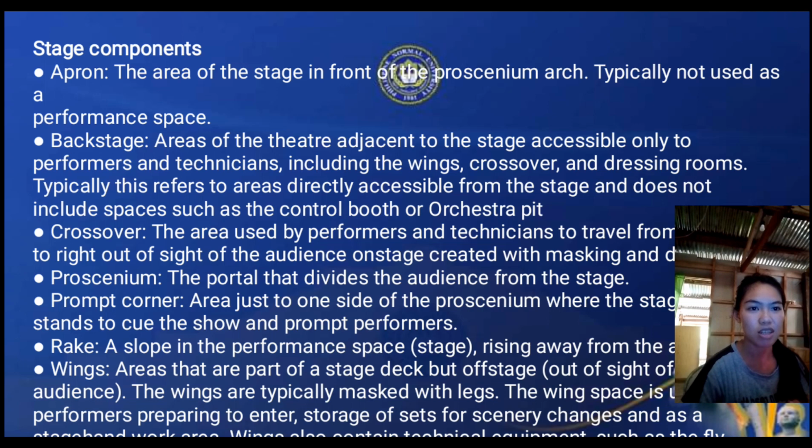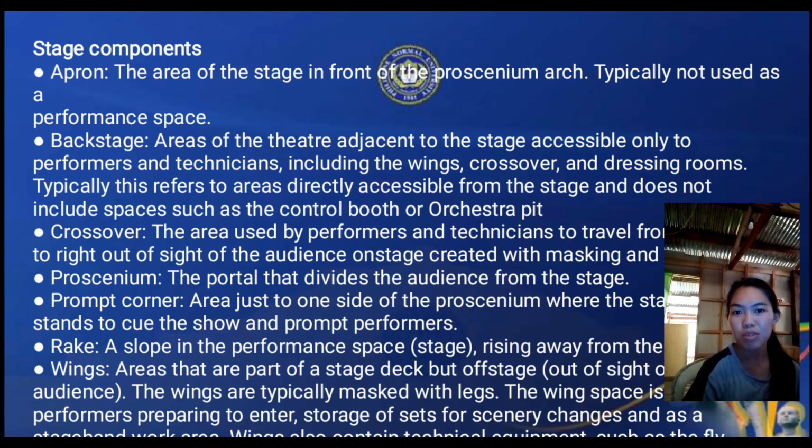Next is the proscenium. Proscenium is the portal that divides the audience from the stage. So literally, it is a boundary for the audience and the performers. Now, let's proceed to the prompt corner area, to just one side of the proscenium, where the stage manager stands to cue the show and the prompt performers.